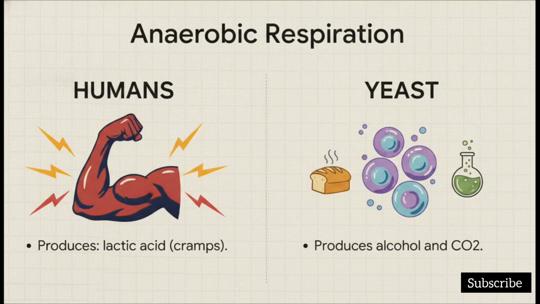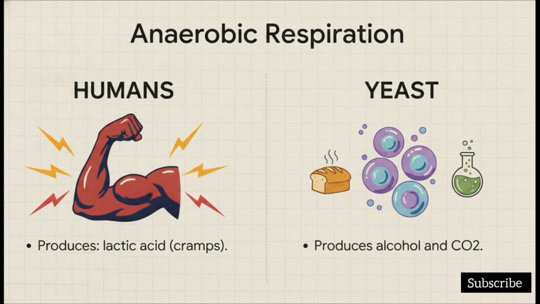But hey, what happens if oxygen just isn't available? Your cells still need energy, right? In those cases, cells release energy without oxygen, and we call this anaerobic respiration. A perfect example is what happens in your muscles during a really heavy workout. You're pushing hard, your oxygen supply can't keep up, so your muscle cells switch to anaerobic respiration.